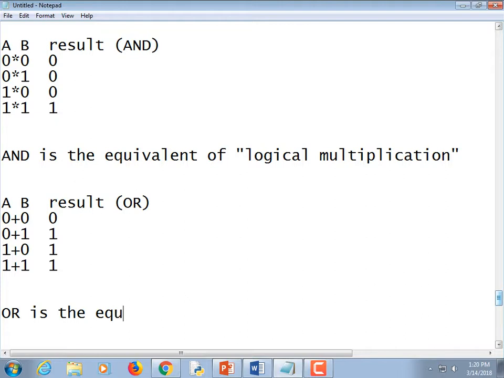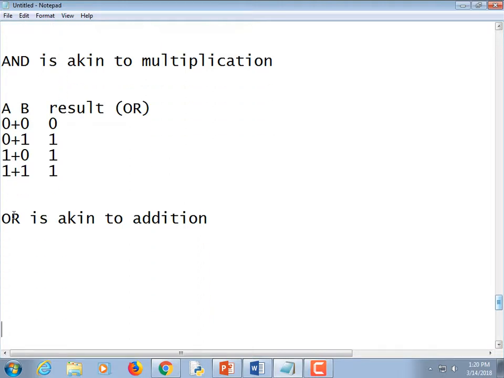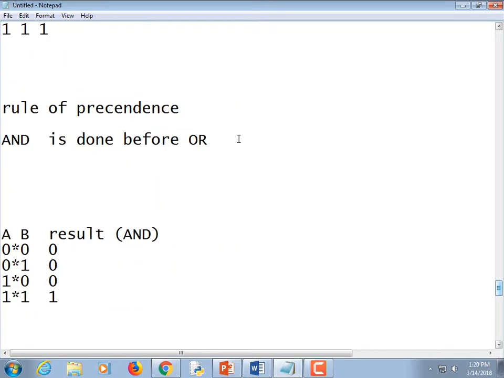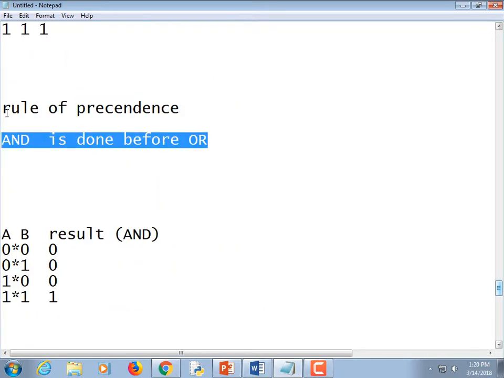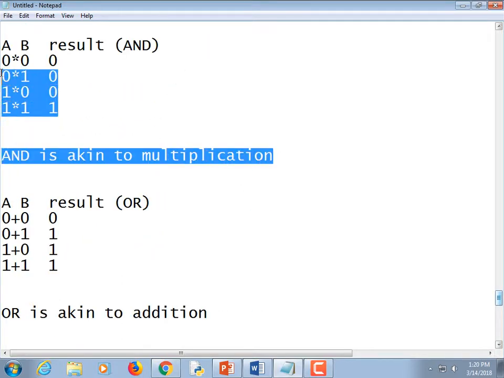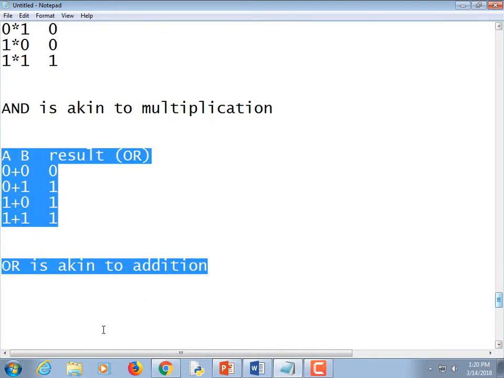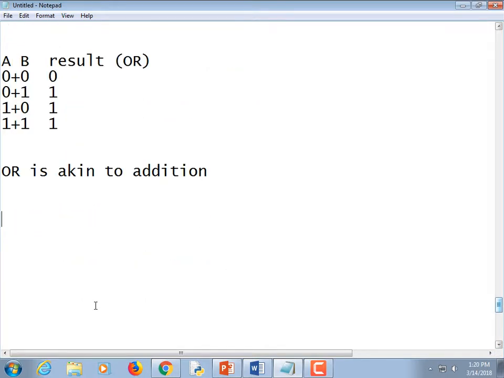Or is akin to addition, right? And is akin to multiplication. Like I said, if you ever take a course in logic, you'll see a lot more of that. But that is why ands have to be done before ors. Because what happens first, multiplication or addition? Multiplying. So since ands are akin to multiplication and ors are akin to addition, that's why the ands have to be done first.